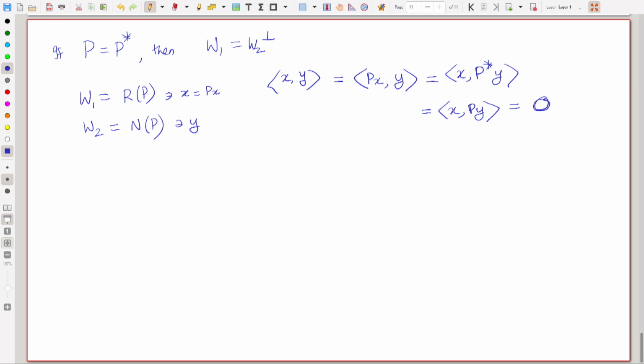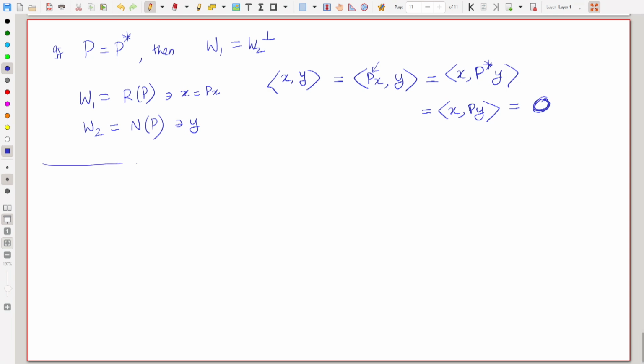So notice it is a very neat proof. You introduce a P because the left hand side is in the range, you push the P to the other side, it is still a P and it kills that vector y. So therefore x and y are perpendicular to each other, and that is what we need to show, right. W1 and W2 are perpendicular. So P being equal to P star is what distinguishes orthogonal projections from general projections.